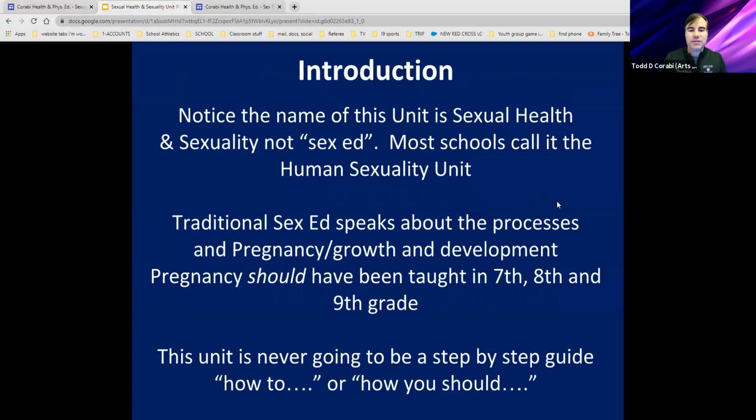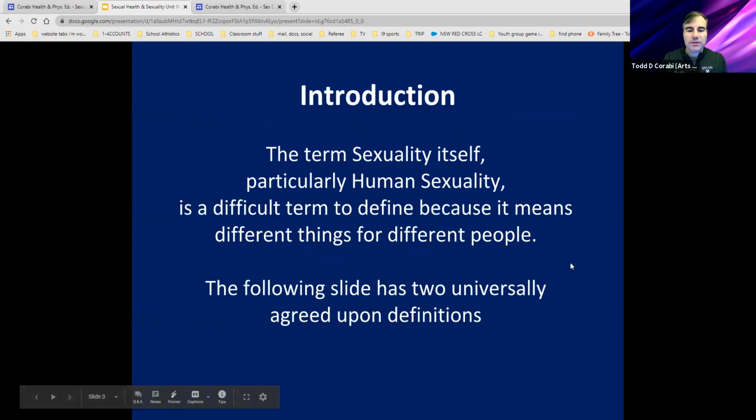But basically, introduction, we talk about the sexual health unit, sexuality. It's not sex ed. We're not teaching you how to have sex. We're teaching you how to protect yourself from being sexually active. Most schools call it the human sexuality unit. Sexual health sounds like a better term to me, so I like to use that one as well. Okay, so you can read that. And also we go and talk about the introduction. One of the tasks on this first day is to define sex and sexuality.